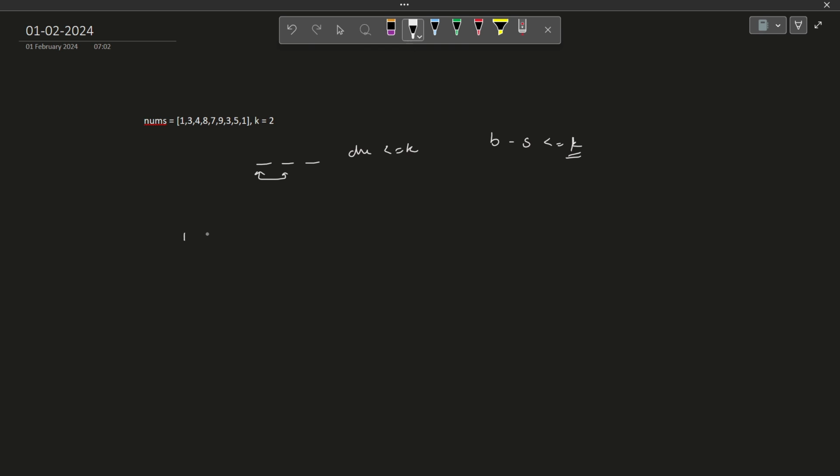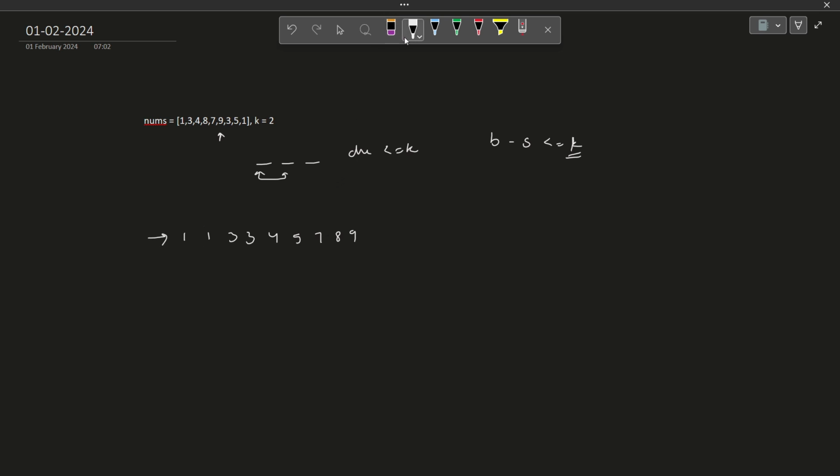Now let me just write the original array in sorted order. So 1 1 3 3 4 5 7 8 9. So I have written 1 2 3 4 5 6 7 8 9 values, right? Yeah, so we have 9 values in the original array, and this sorted array also has 9 values.